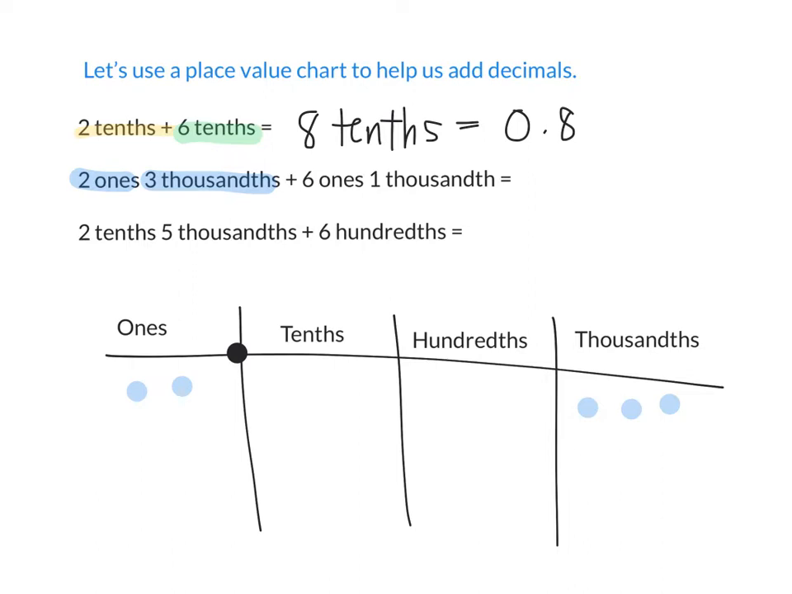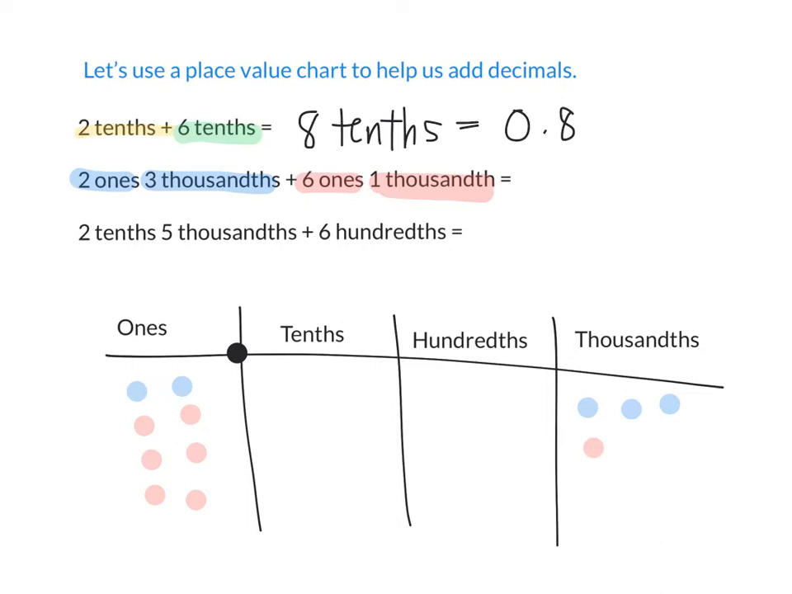What am I adding to that? 6 ones and 1 thousandth. So what do I have to add to the ones column? How many dots, everyone? 6. 1, 2, 3, 4, 5, 6. And how many dots do I have to add to the thousandths column? 1, because I'm adding 1 more thousandth.